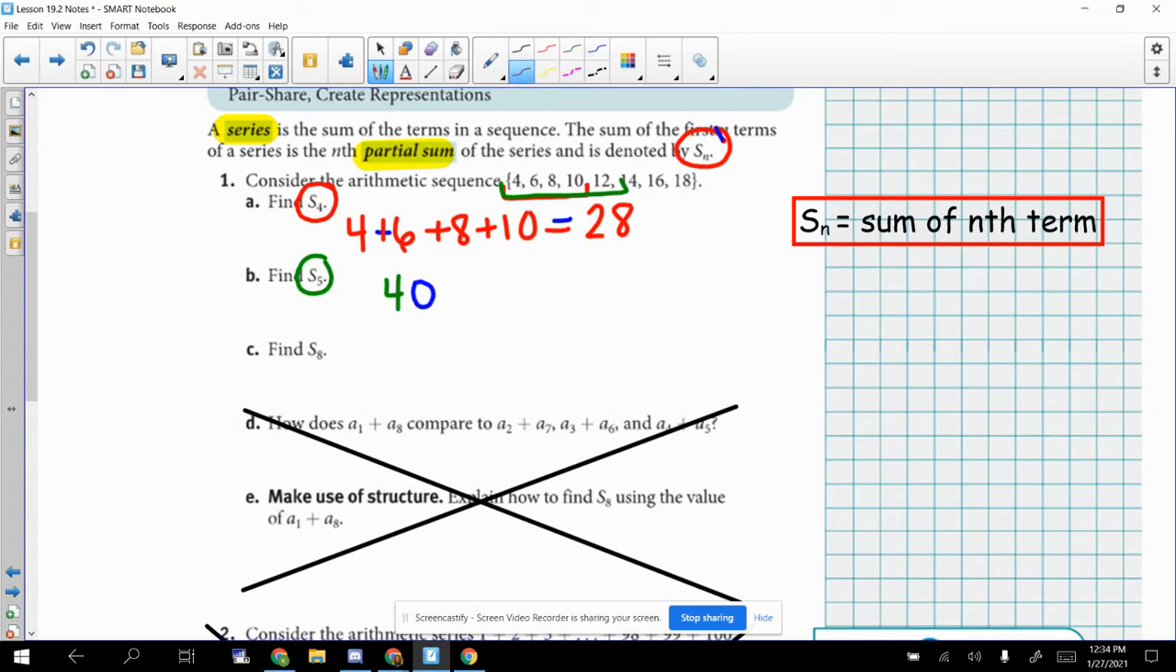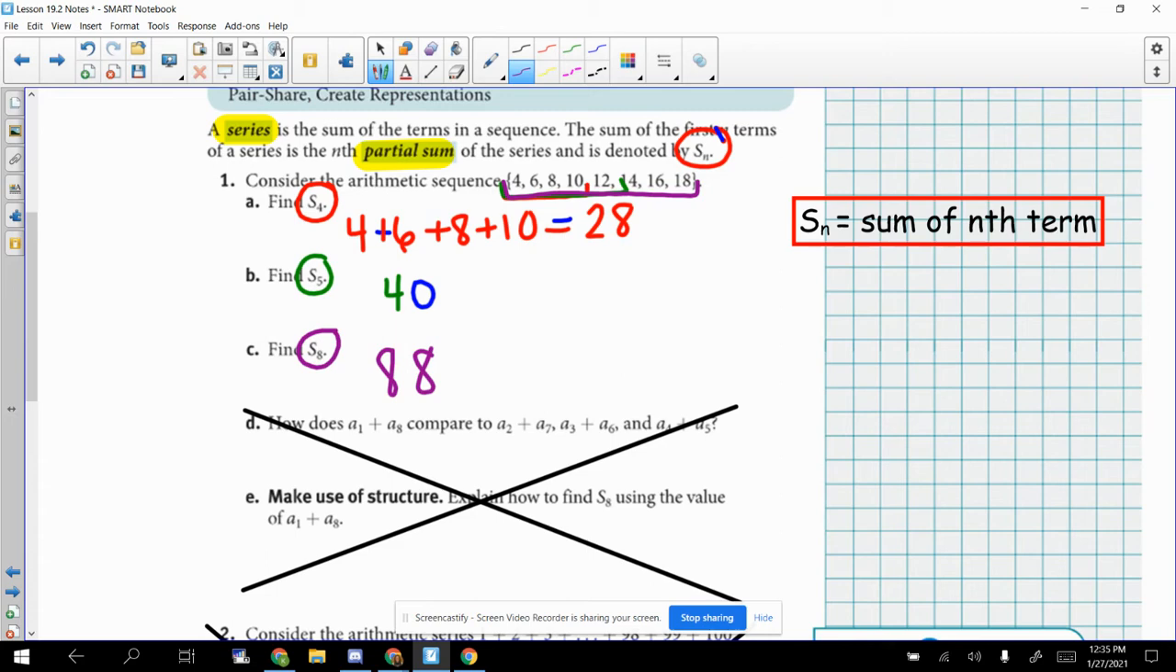And then last, you would find S sub 8, which is the sum of the first 8 terms. And that's actually all of the terms that they gave us here. So you would do 4 plus 6 plus 8 plus 10 plus 12 plus 14 plus 16 plus 18, which would give you 88. Okay, so that's really all it is. And again, we know this is an arithmetic sequence here because 4, 6, 8, 10, 12, it is just adding 2 each time. So the common difference would be 2, but now we're looking at the partial sum.